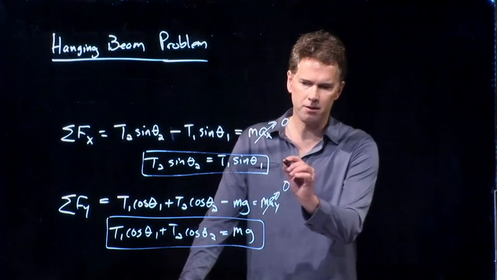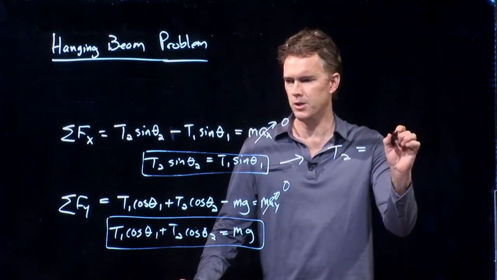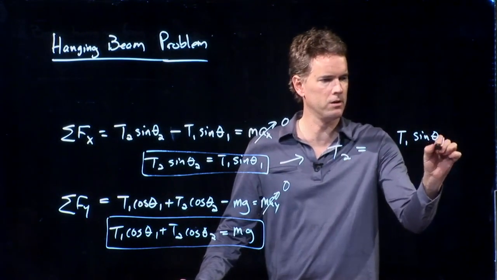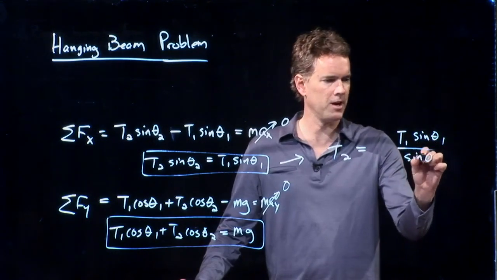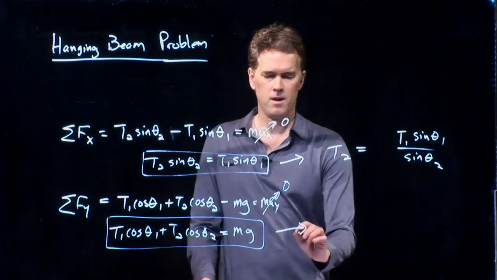All right, now we need to do some math. We're going to take this equation right here, and let's solve it for T2. T2 equals T1 sine theta 1 divided by sine theta 2. And now I can plug it into this equation right here. So what does this equation become? T1 cosine theta 1 plus T2, which we just said is this, T1 sine theta 1 divided by sine theta 2. And don't forget about that cosine theta 2. And all that is still equal to mg.